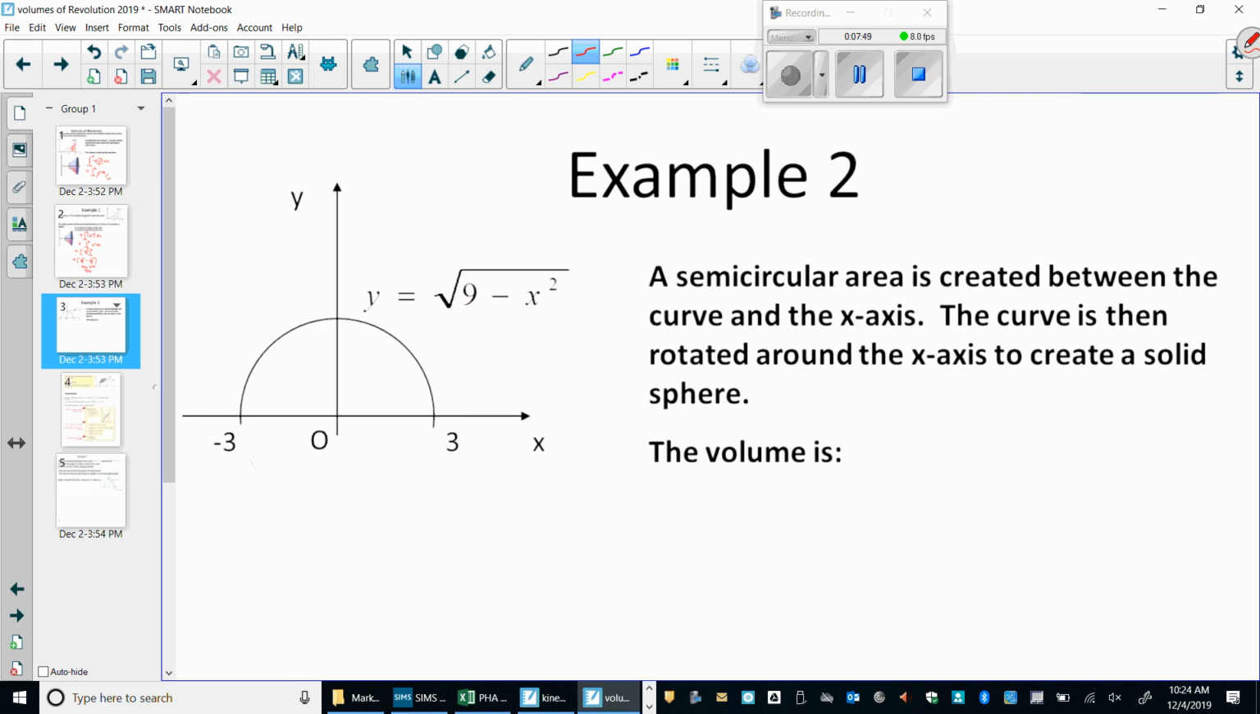So a semicircular area is created between the curve and the x-axis. The curve is then rotated about the x-axis to create a solid sphere. We're going to do that during the lesson.